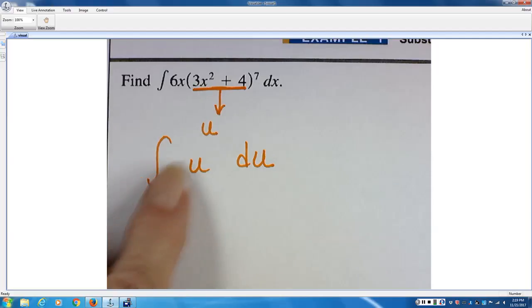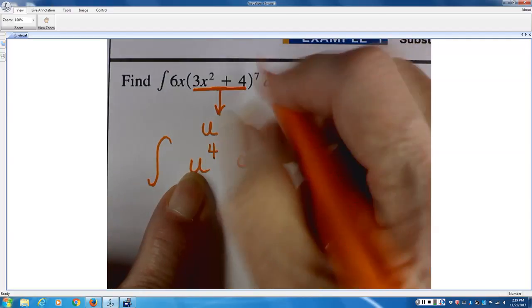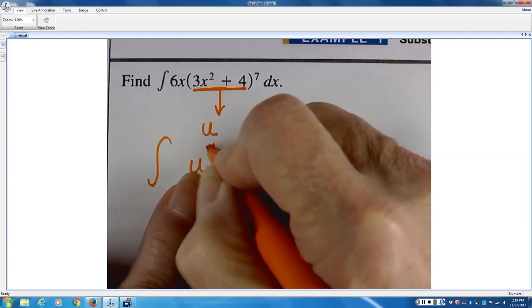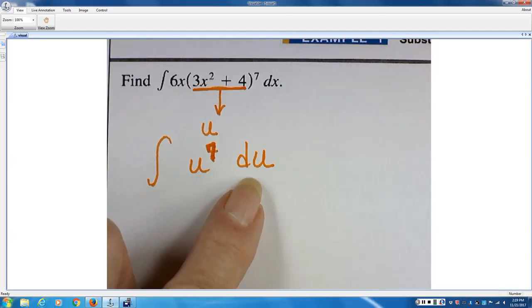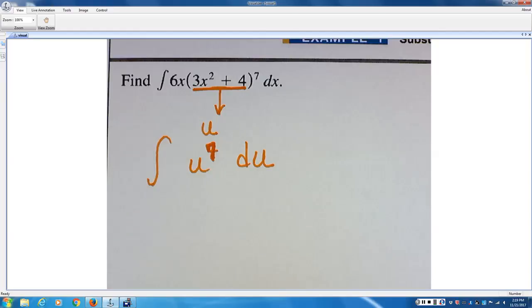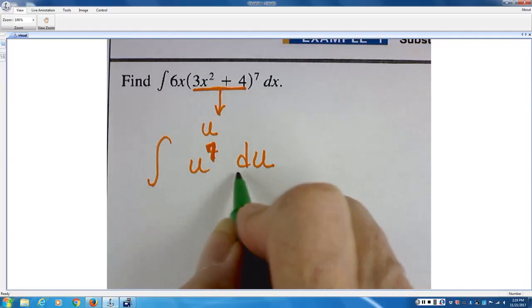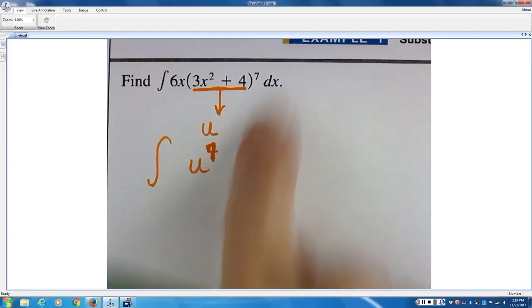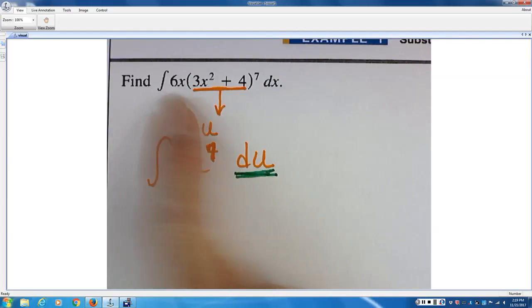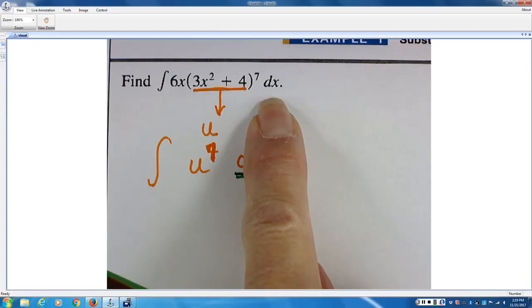So we're going to do the integral of u raised to the 4th power. Or I'm sorry, to the 7th power. Raised to the 7th power. But before we can do anything else, we have to make sure we have du. Do we have du? Now what we haven't used so far is we haven't used the 6x and we haven't used the dx.